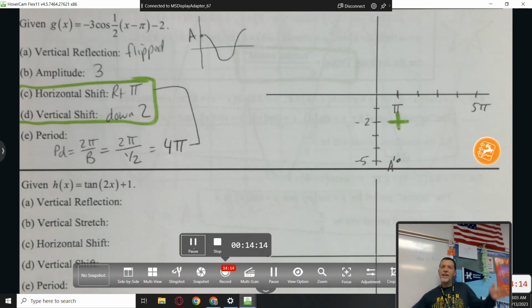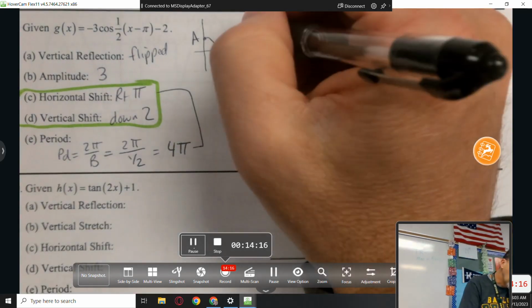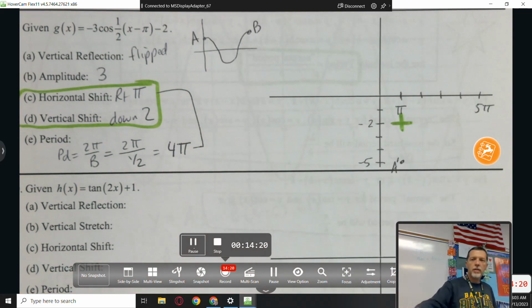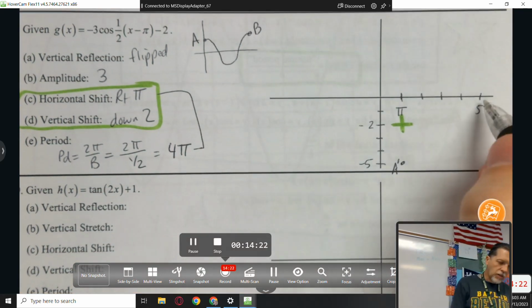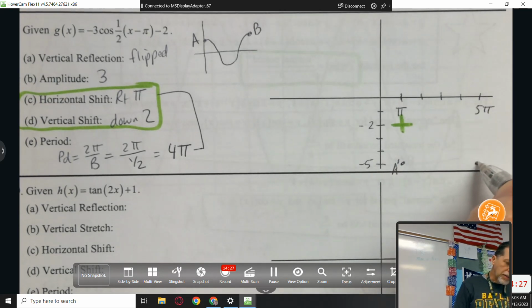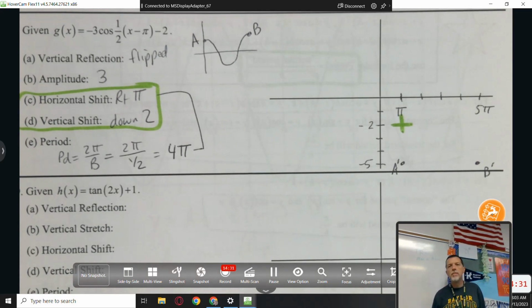And again, I like to do the first and last point first, because then I know sort of what I'm looking at here. So over at 5 pi, again, 4 pi away, we'll have another minimum. So I got to fit my graph in between pi and 5 pi.